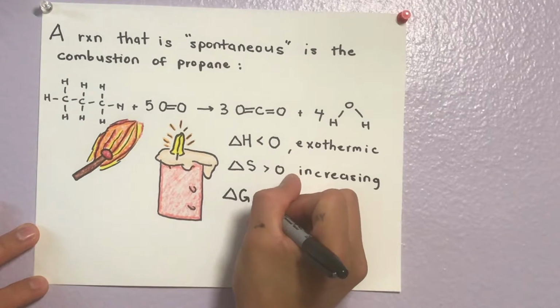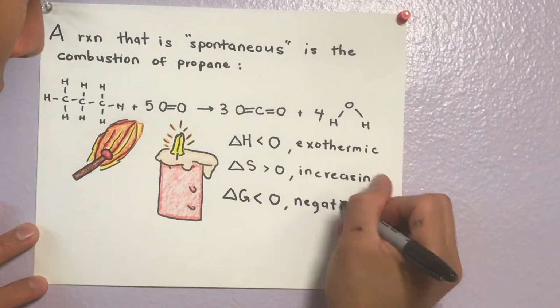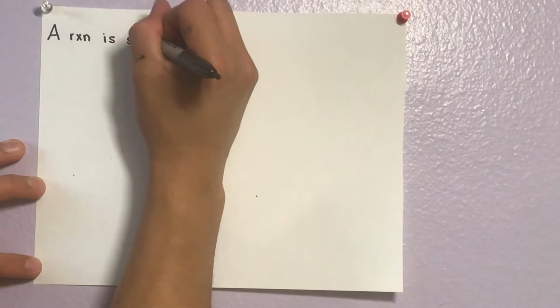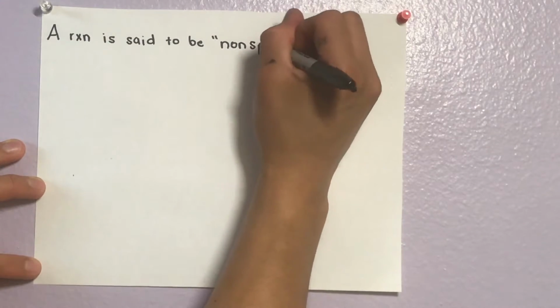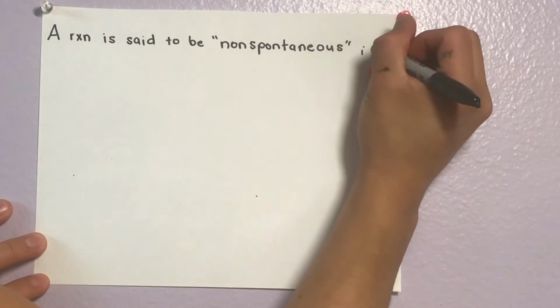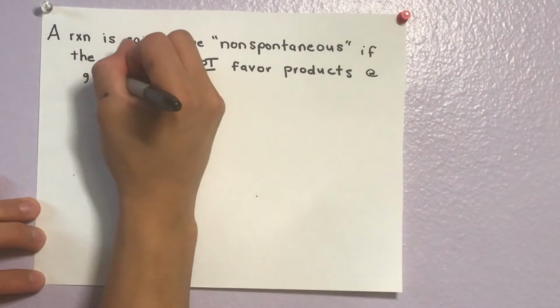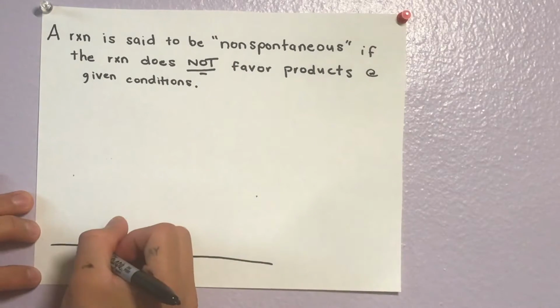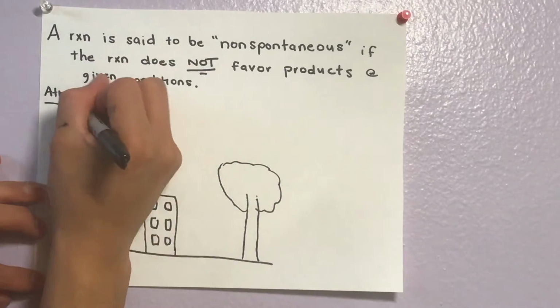Combustion reactions are one of many spontaneous reactions. Spontaneous reactions do not necessarily occur if the reaction is exothermic. In fact, certain endothermic reactions can be spontaneous too. A non-spontaneous reaction is a reaction that does not favor the formation of products at the given set of conditions. An example of a non-spontaneous reaction is our atmosphere.